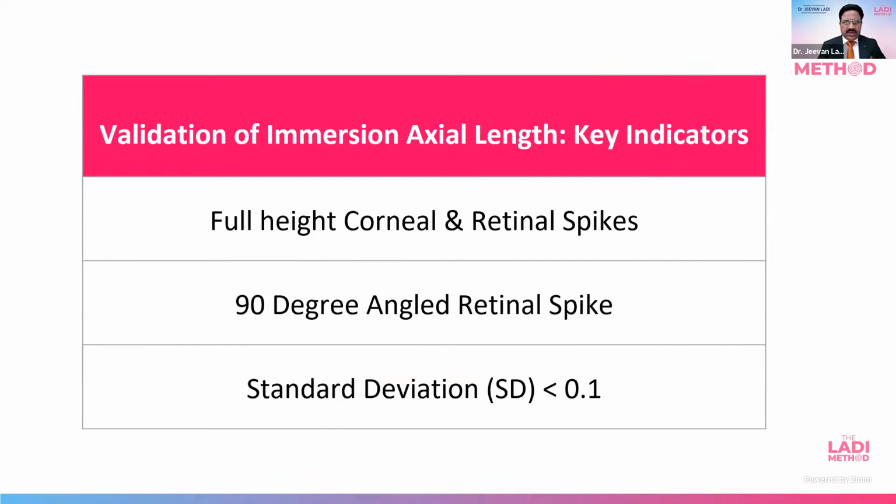And these are only 3 very important key points which will tell us whether your readings are proper or not. So for validation of immersion axial scan, the key indicators are full height of corneal and retinal spikes, a 90-degree angled retinal spike, and standard deviation should be less than 0.1.